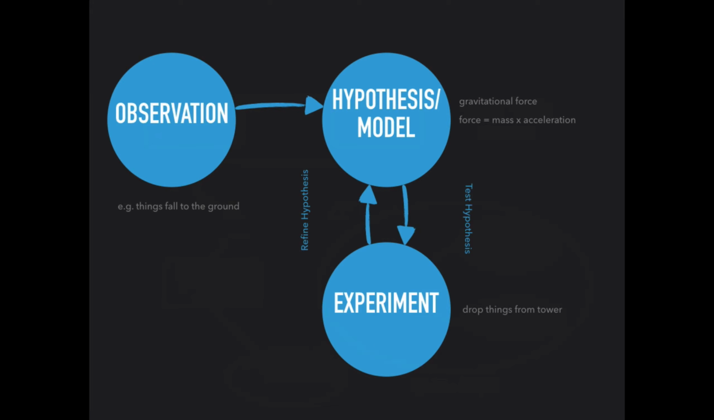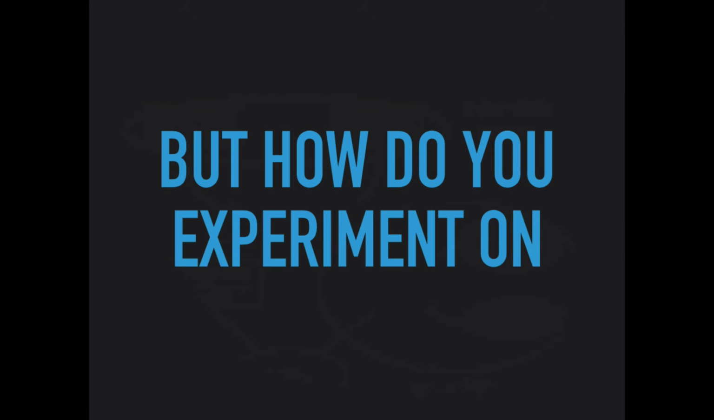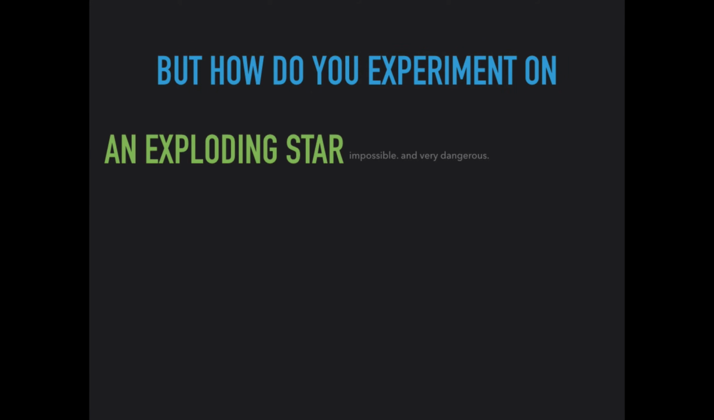Like something falls to the ground, you can isolate the entire world from that and just look at the apple falling to the ground. That's the famous example we show, Newton with the apple falling on his head. Okay. However, how do you experiment on things that are absolutely crazy, like an exploding star, like a supernova?